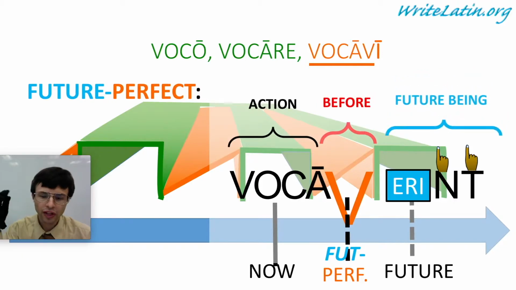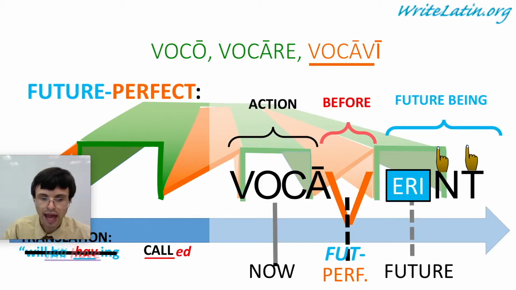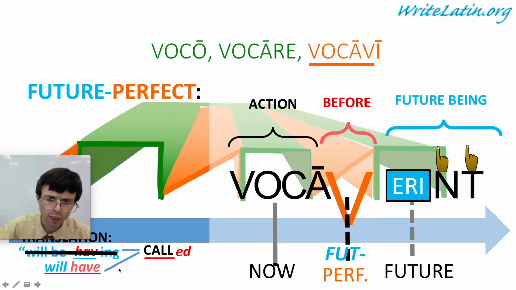And so when you're saying all this, you should be conscious that the voca is the action, the v symbolizes a separation or hiatus between that voca action and the future erint state being talked about. And then that erint is, of course, its own state of future existence being predicted. So the translation is will be having blanked, or will have blanked for short. Don't ever use will be having. That's so complex. Just say will have blanked. But hopefully you won't even translate this into English. Hopefully you'll just understand it.